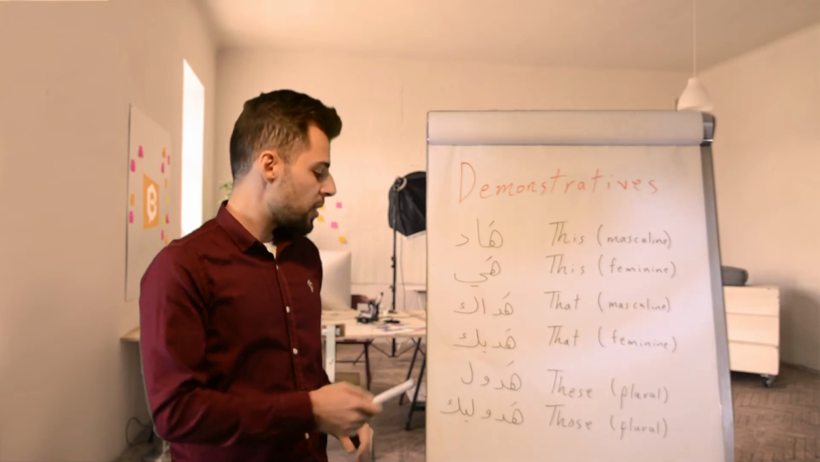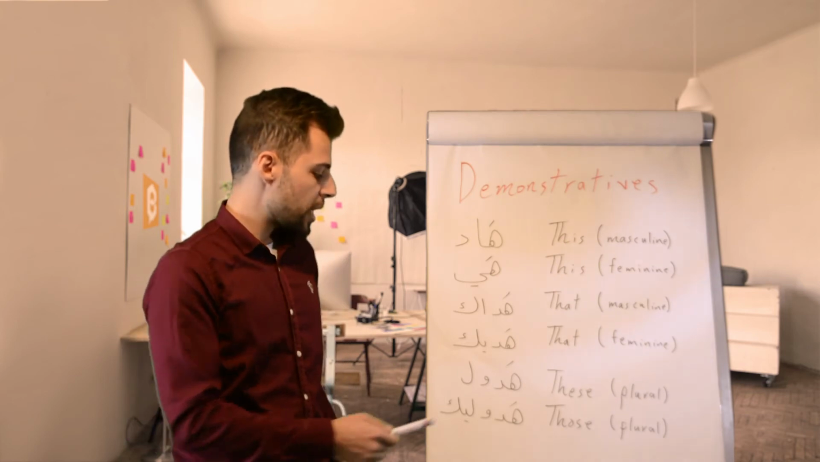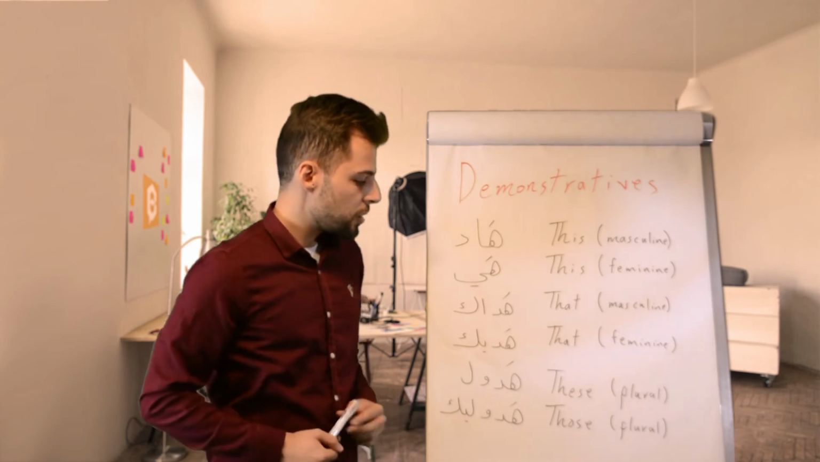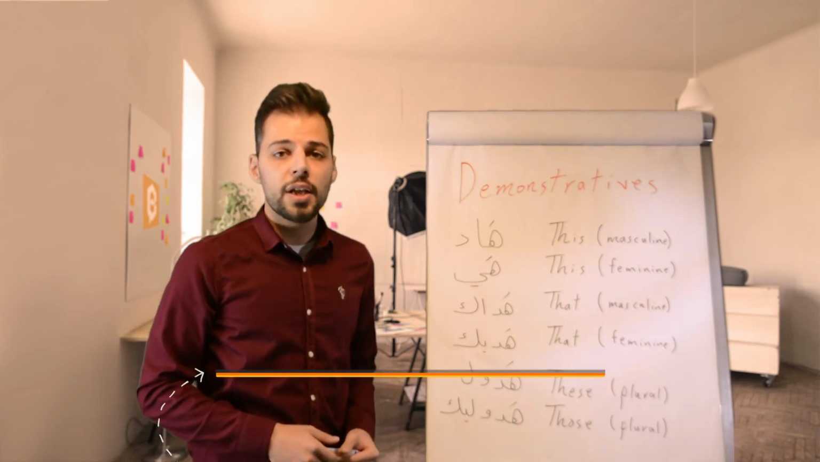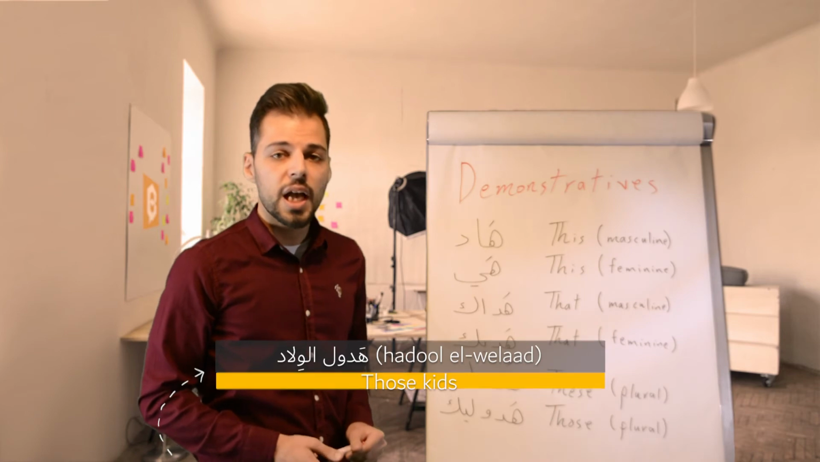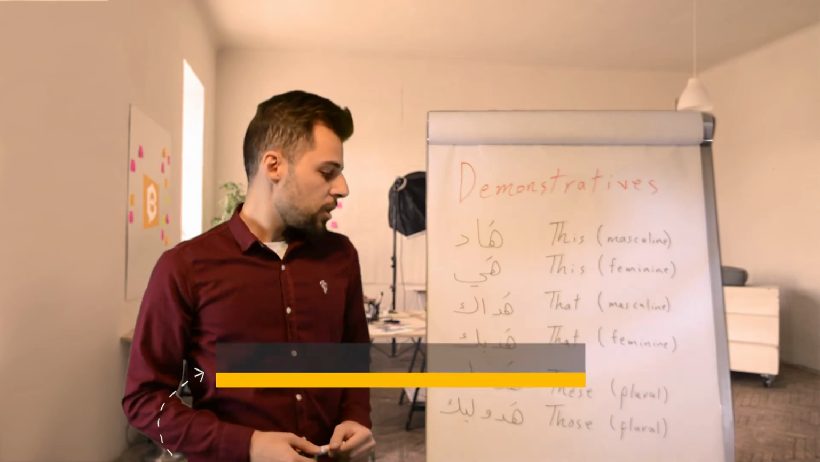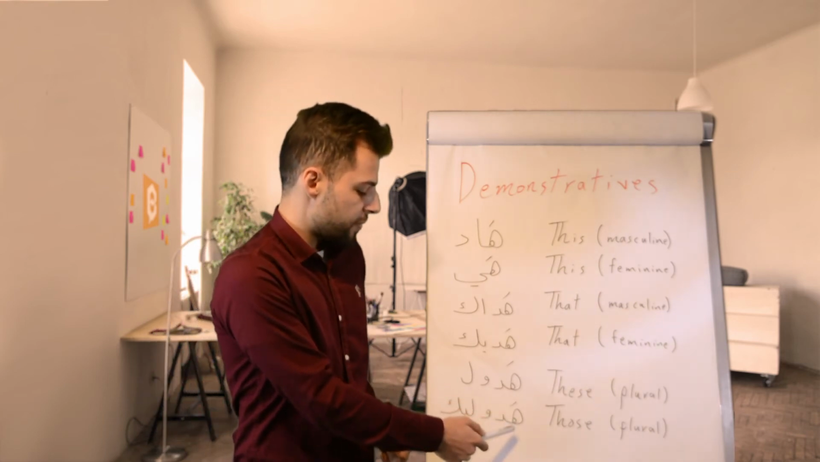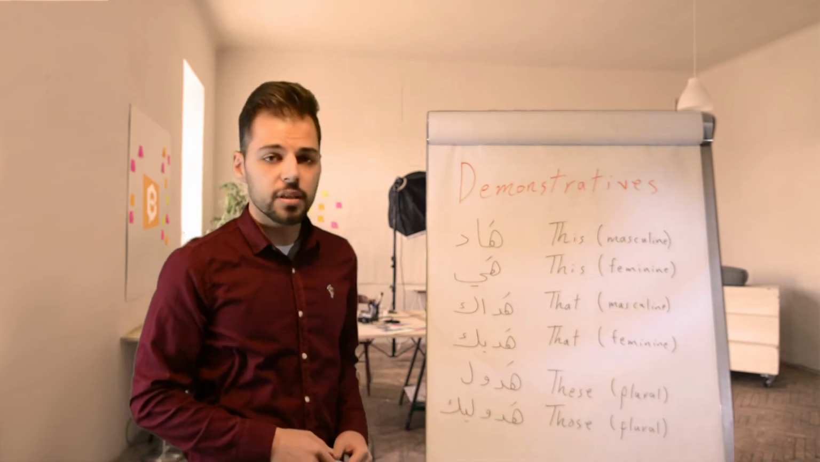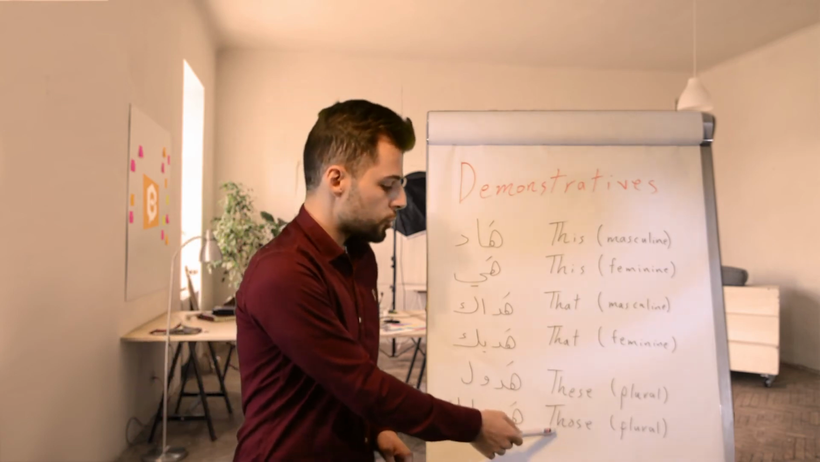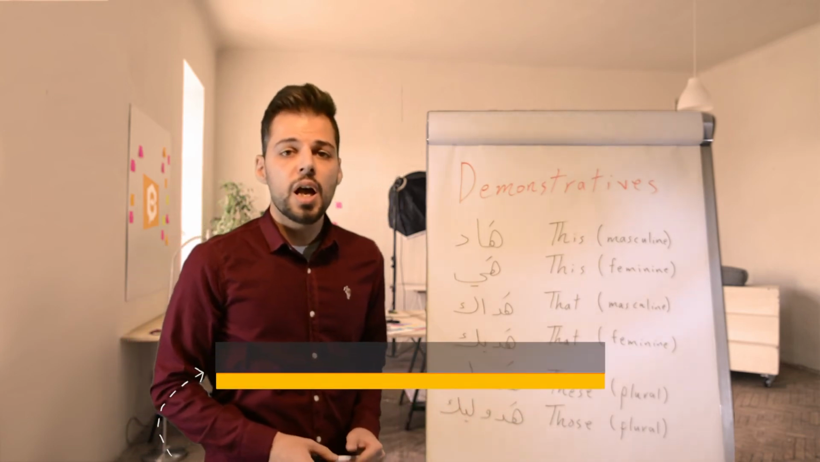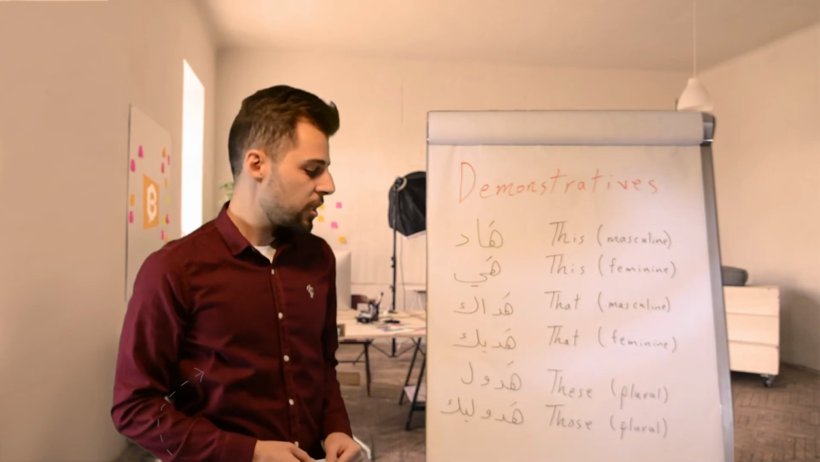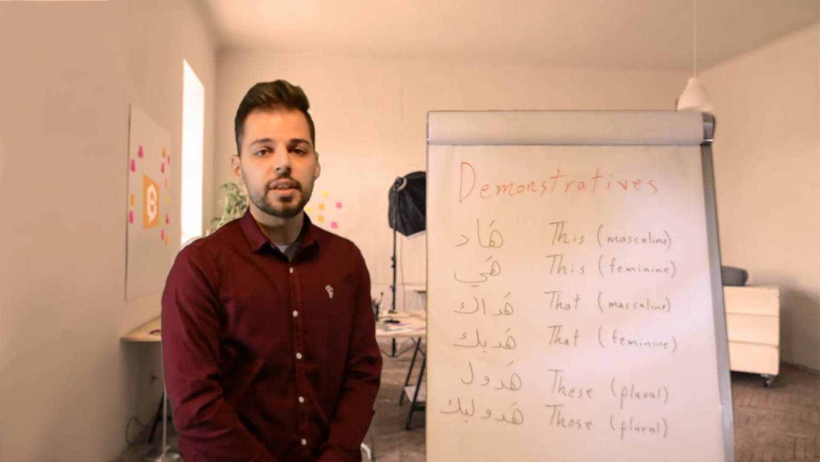Next we have the plural demonstratives. We have hadol, it means these. For example, hadol الأولاد. These boys. Next we have hadulik. It means those. For example, hadulik البنايات. It means those buildings.